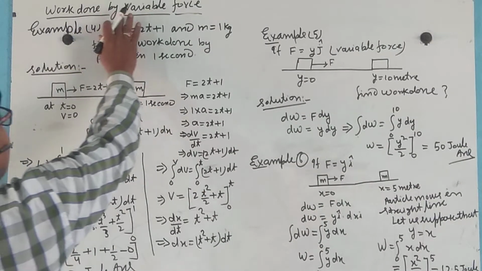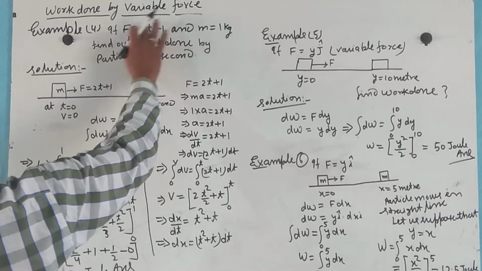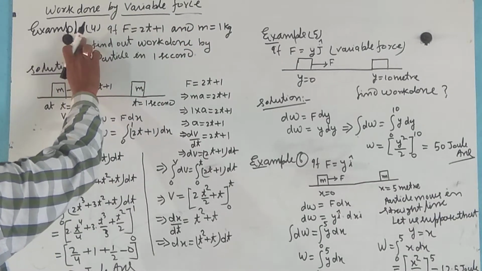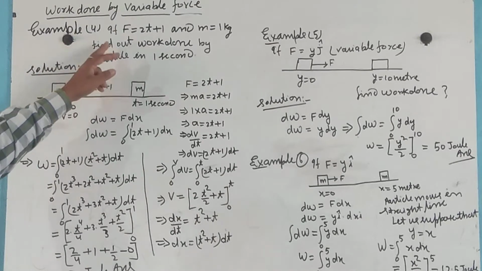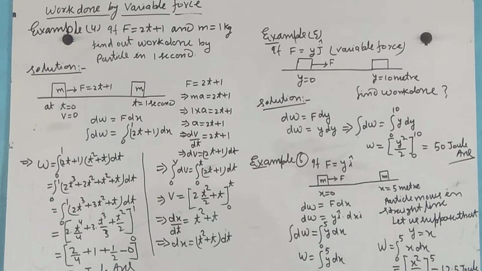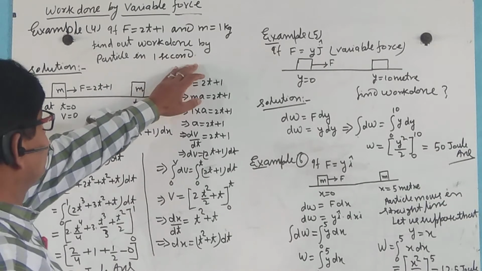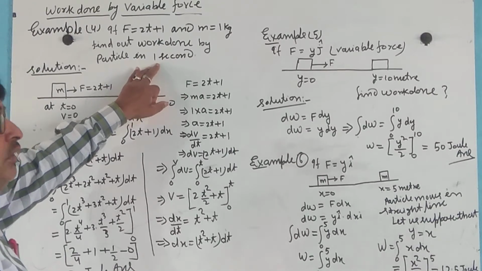Now we take another example. Work done by the variable force. Example 4: if force F equal to 2t plus 1 and mass equal to 1 kg, find out the work done by the particle in the 1 second.